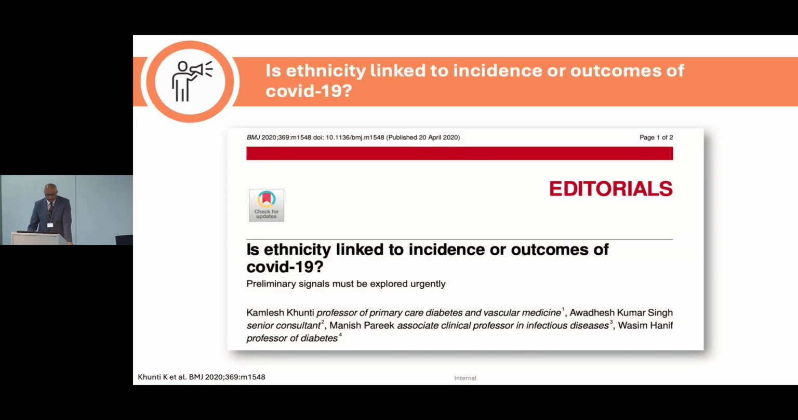So the reason it's important is, first of all, we've got a diverse population, and I think we have the best data in the world, not just the data, but the ethnicity data as well. And HDR UK have played a massive role in this area. And this came out right at the beginning. This was published on the 20th of April.